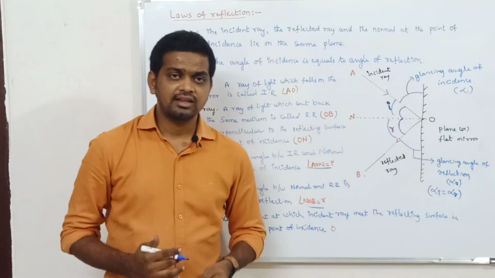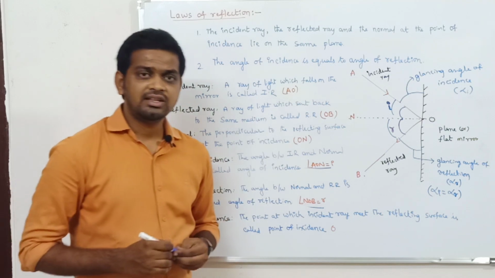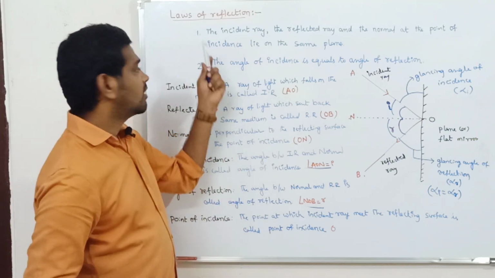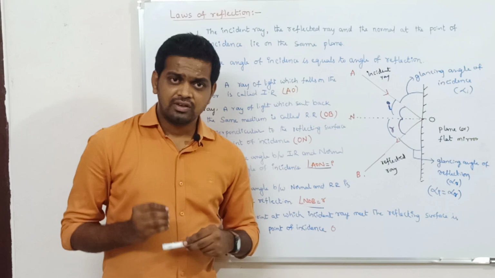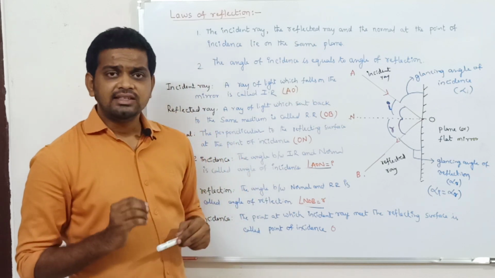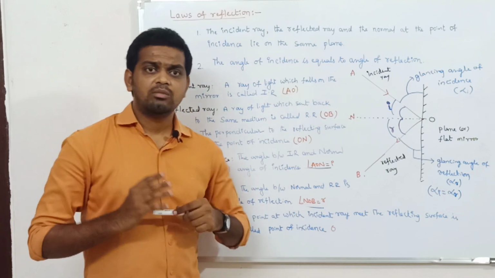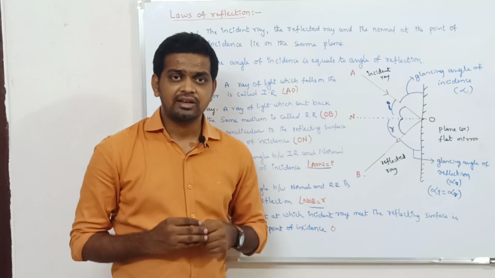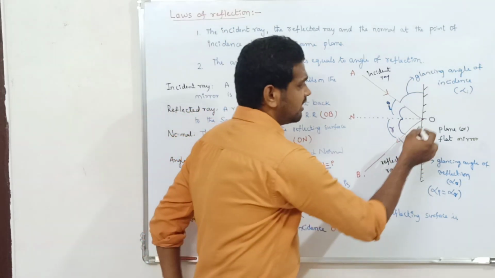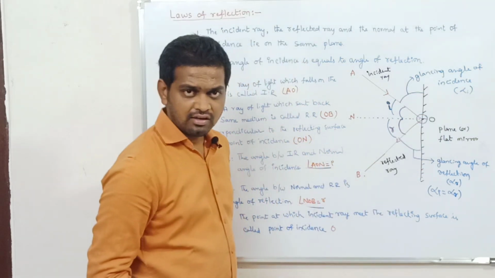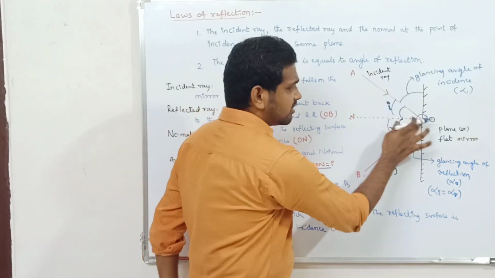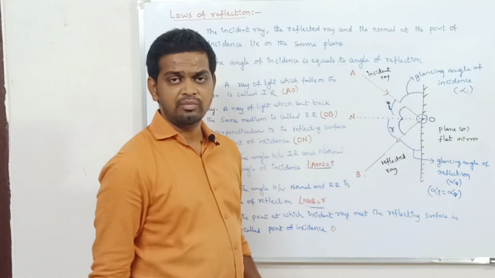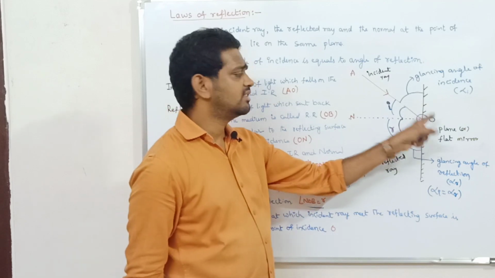So in the case of reflection, we are going to discuss the laws of reflection. Coming to the laws of reflection, the incident ray, reflected ray and the normal lie on the same plane. For suppose here I had taken the point of incidence. Why? Because the incident ray is striking the surface at that point only. Because of that reason I took the point of incidence there.